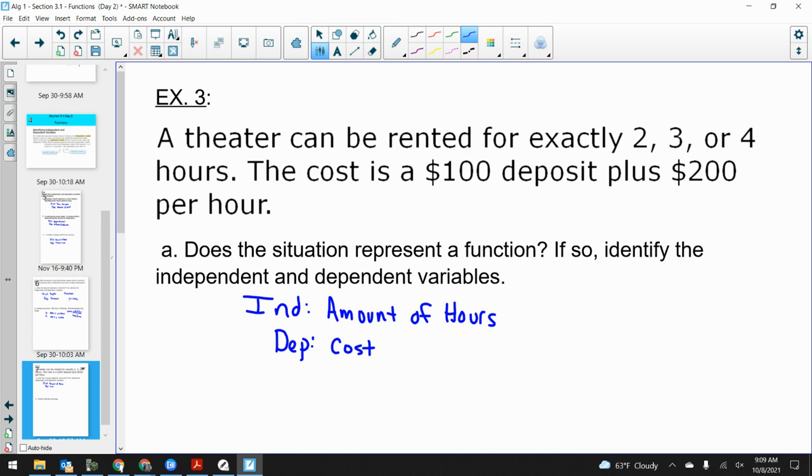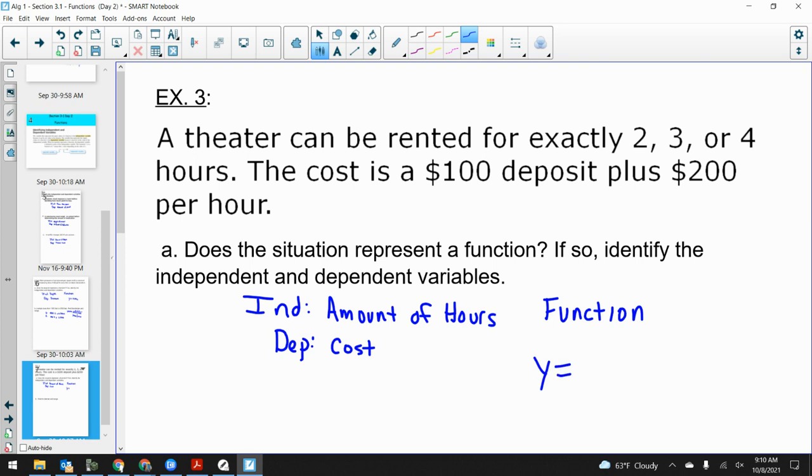Okay, now, think about this. Is it a function? If I plug in 2 hours, is it possible to have 2 different amounts? No. If I plug in 3 hours, is it possible to have 2 different amounts that are going to charge? No, that doesn't make sense. I plug in this input, I get exactly 1 output. So we say it is a function. Every input has 1 and only 1 output.